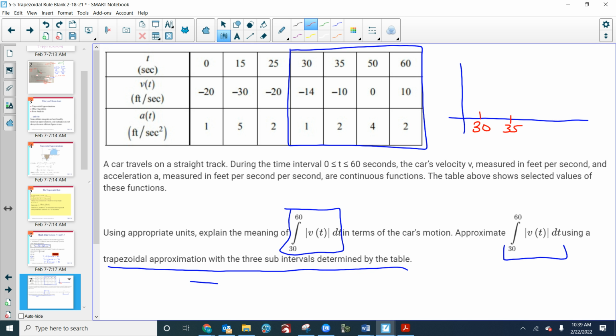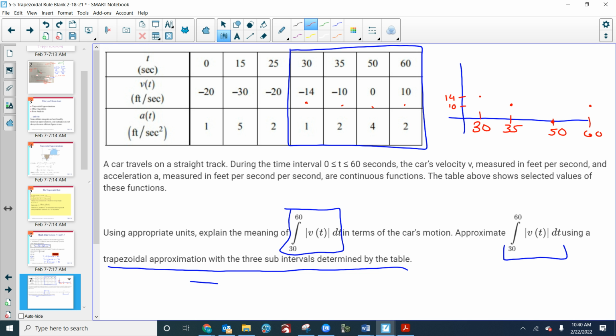30, 35, 50, 60. At 30, I want to graph a velocity that's 14. 30, 14. At 35, I'm going to graph a velocity that's 10. At 50, 0. And at 60, 10. Won't the area of those trapezoids replace the integral?